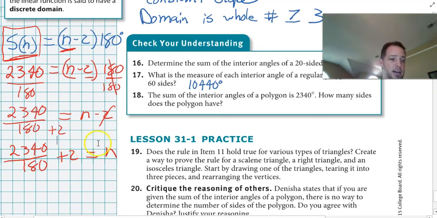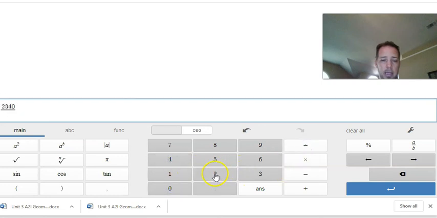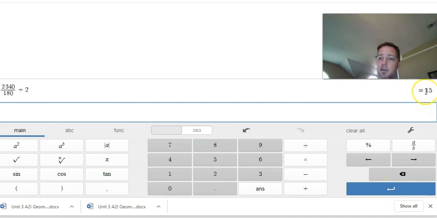So I'm going to type in my calculator 2340 over 180 plus 2. Let's go ahead and clear this one. 2340 divided by 180. 15 as our answer. So the number of sides of that figure would be 15.